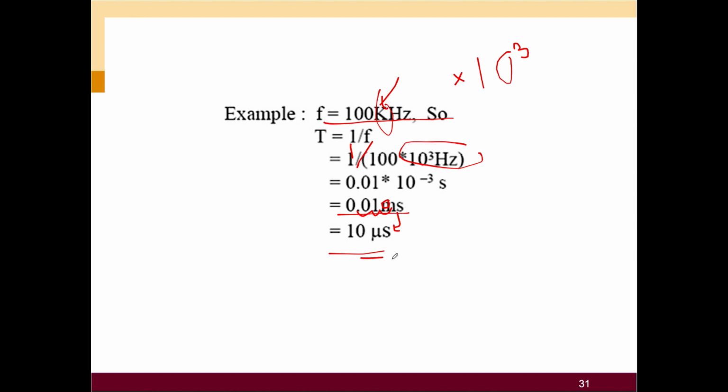Please try. Let's say you have a frequency of 20 hertz. What are you going to get for your time? Play around with the equation, try to give as many frequencies to yourself as you can, and then change it. Let's say you are given the time and you try to find the frequency. Try to do your exercise on your own.